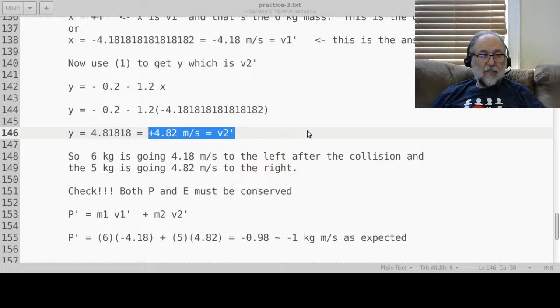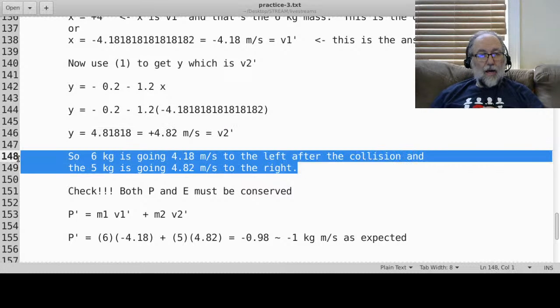Okay, again, does that make sense? Well, the 5 kilogram mass was moving in the negative direction, was moving to the left before the collision. It makes sense that it'd be moving to the right after the collision, and it comes out positive. Okay, and so now you've got the answer. The 6 kilogram mass is going 4.18, sorry, 4.18 meters per second to the left, and the 5 kilogram is going 4.82 to the right. Okay, after the collision. All right, and that's the answer.